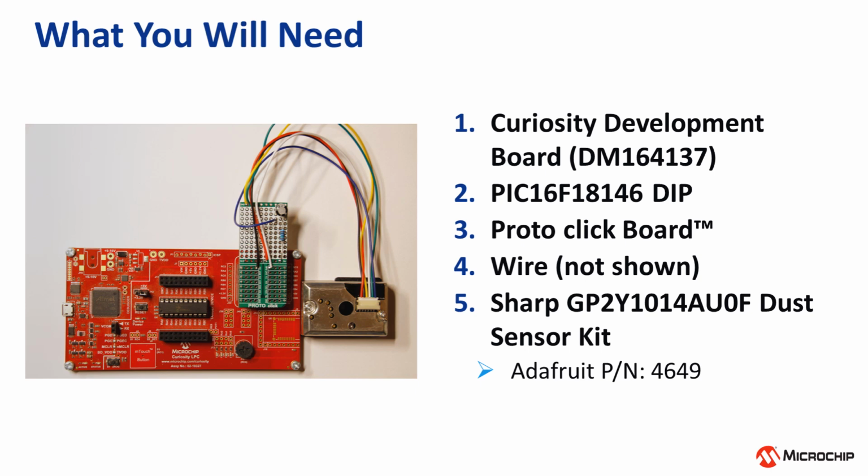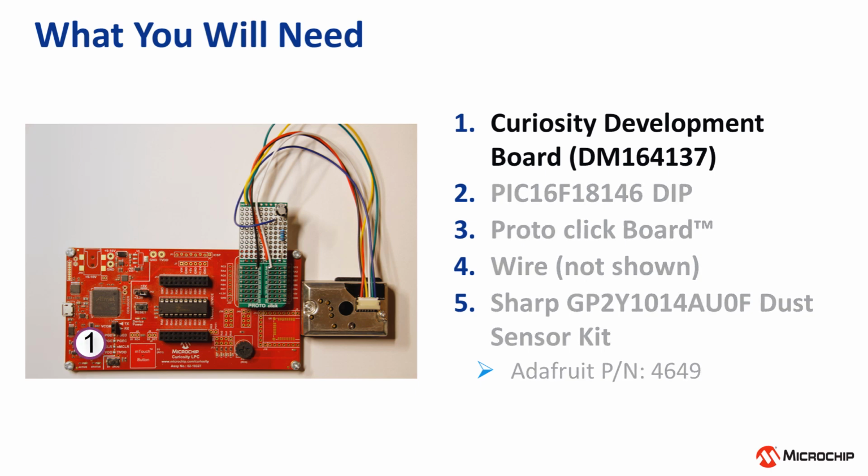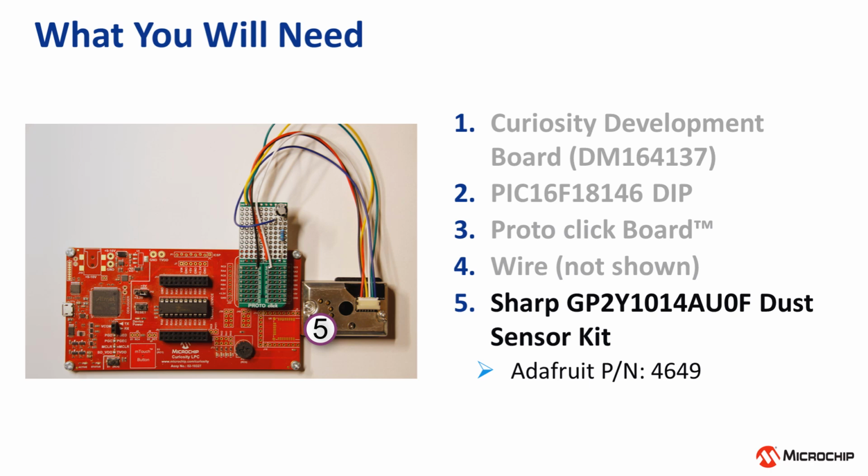The demo shown in this video can be created with only a few parts. You'll need a Curiosity Development Board DM164137, a PIC16F18146, a ProtoClick available from Microelectronica, wire, and the sharp dust sensor with a connector cable and the required parts. Adafruit sells the sensor with a cable and the resistor and capacitor needed for implementation.